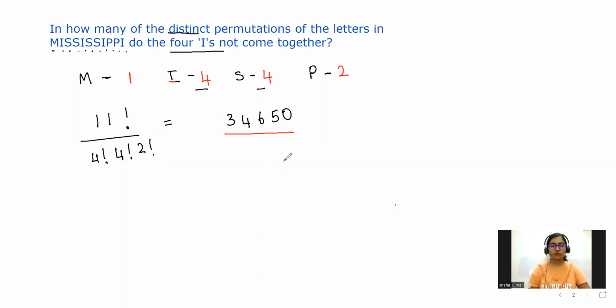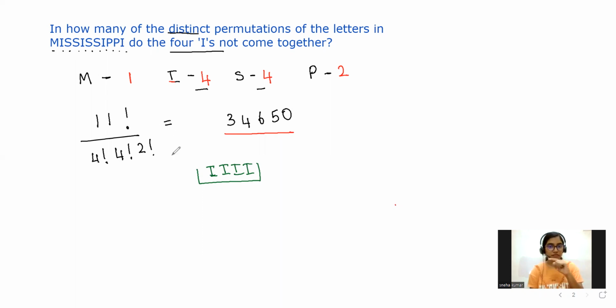Now, how to do these types of questions? What do I do whenever you come across this kind of question? I'll put all these four I's together in a box. Okay. So let me take a box and I'll be placing all these four I's inside it. Because they're telling that the four I's shouldn't come together, I'll take a condition where the four I's come together. So I'll just consider these 4 I's together in the box as one letter. So how many letters do we have now?